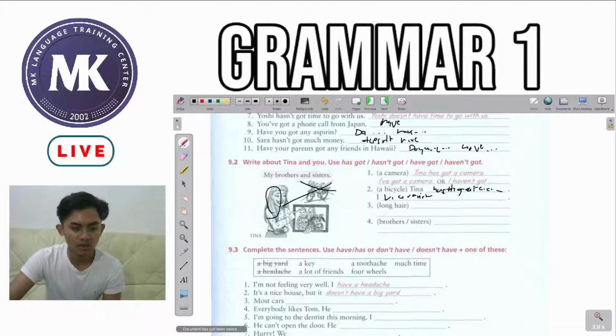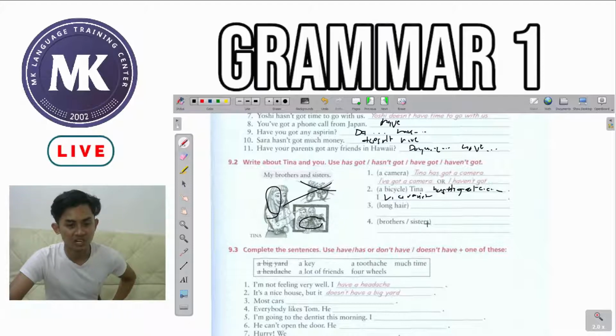And for number 3, long hair, we could say that Tina has got long hair, because you can see she has long hair. And we can say, I haven't got long hair. And for brothers and sisters, you can see she has brothers and sisters, so we could say, Tina has got brothers and sisters. And for me, I don't have, so I say, I haven't got any brothers and sisters.